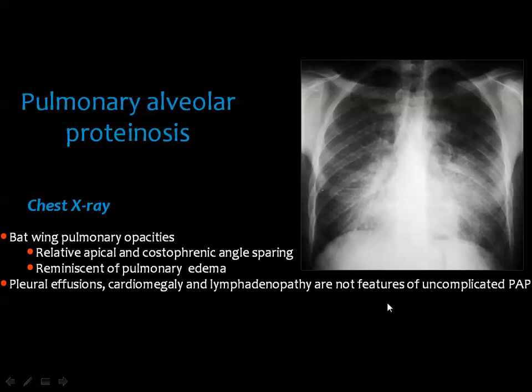Then the chest X-ray may show a pattern similar to cardiogenic edema, but the heart is not enlarged. The opacities are more or less the same. They are usually basal, near the central part of the lung, and the air bronchogram is not evident. In this particular disease, pleural effusions are not seen, cardiomegaly is not seen, and lymphadenopathy is not seen.